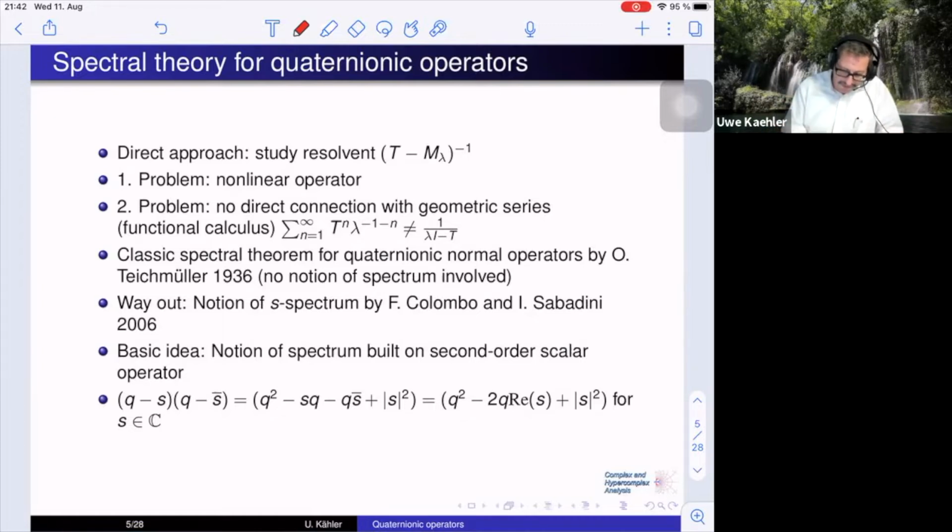You could simply take the naive approach and just go straight for the resolvent, but there are a couple of things appearing. One thing is basically, that's a nonlinear operator. So instead of a linear problem, you have a nonlinear one to study. And the second problem, that's basically what I write here. There's no connection with the geometric series.